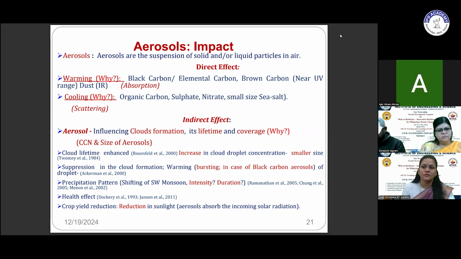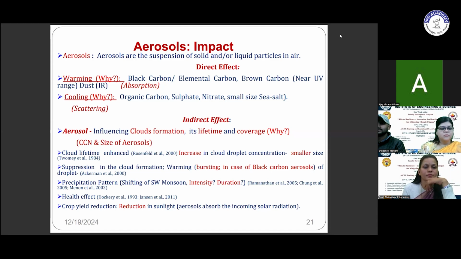Aerosols can delay the cloud formation, and they can also affect the lifetime of clouds. This topic is very important for new researchers. ISRO and other institutes are doing this work, like the National Physical Laboratory, IITM Pune, the Indian Institute of Tropical Meteorology Pune, and PRL, the Physical Research Laboratory Ahmedabad. All these agencies are working on cloud studies and cloud droplets. We can see various papers also published here. Cloud lifetime enhanced, Rosenfeld et al. 2000, a very famous research paper.